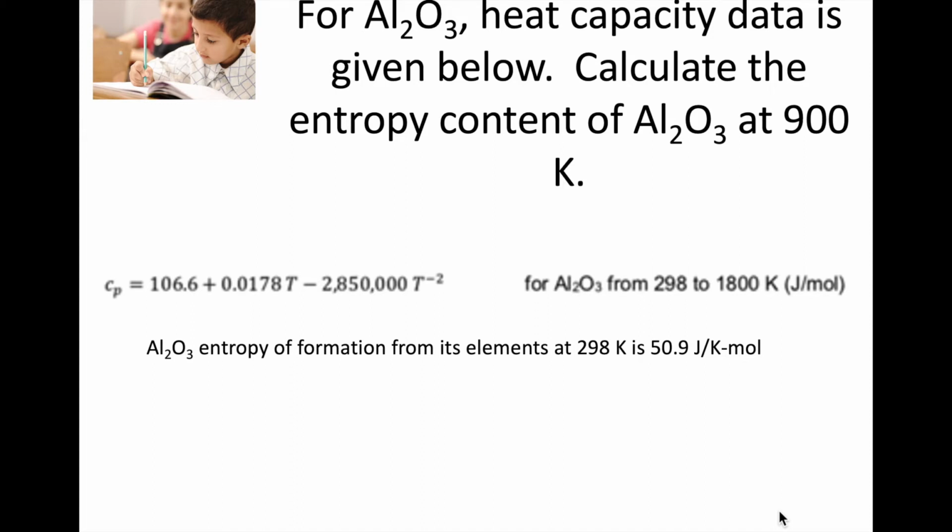All right, so in this module, I want to go over an example of thermal entropy calculations. For this one, we're going to use Al2O3 again, alumina, and we have heat capacity and other data given here on the slide. And what I want you to do is see if you can calculate the entropy content for this material at 900K.